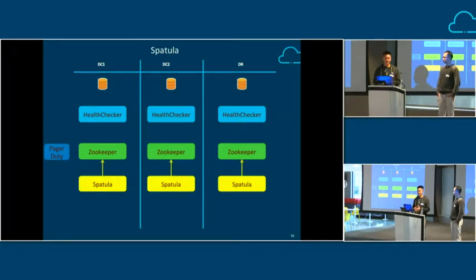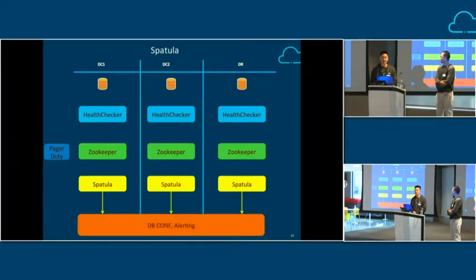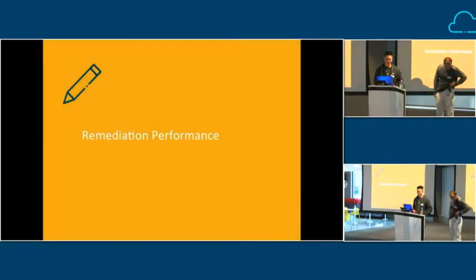We have Spatula instances in each of our data centers. Actually, only one of these is active at any given time, just watching Zookeeper. And if we see that one of our MySQL instances goes down, then we change our database configuration, and we do some additional alerting so our DBAs can know what's going on, and they can fix something if they need to. So now I'm going to pass this off to Zihan, and he can start off with remediation performance.